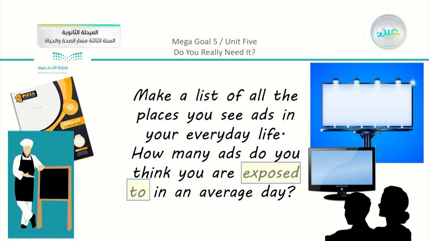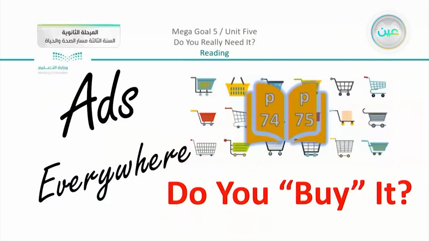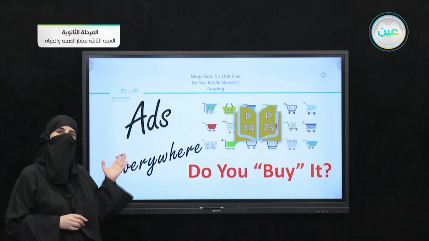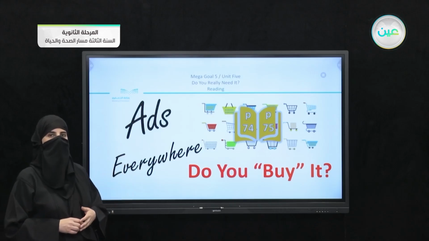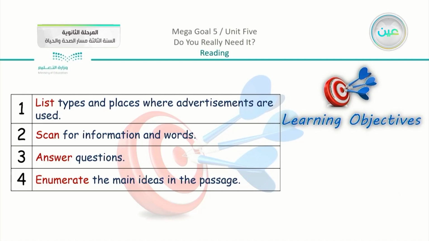We can see these ads in different places, as you can see here. And of course, the basic part of our everyday life, which is social media. So we are going to talk about ads everywhere. And we have here the subtitle, Do You Buy It?, on pages 74 and 75, which is going to be our reading lesson.